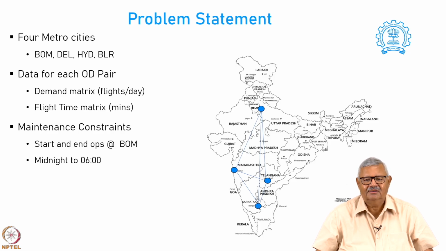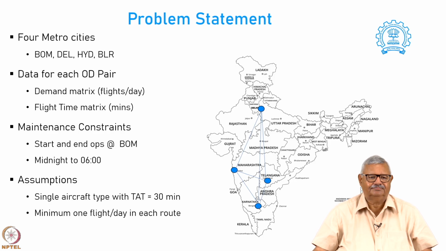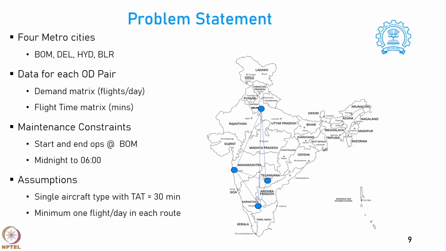Then you have another important constraint, that all the aircraft, wherever they fly during the daytime on these 4 routes, should definitely reach Mumbai by midnight, because the time from midnight to 6 AM is reserved for the daily maintenance. After 6 o'clock, they can be scheduled for flight, assuming that in these 6 hours the maintenance tasks are expected to be completed. There are also some more assumptions.